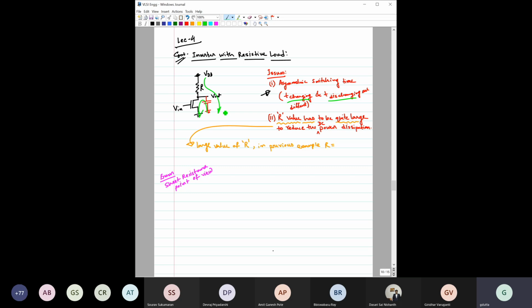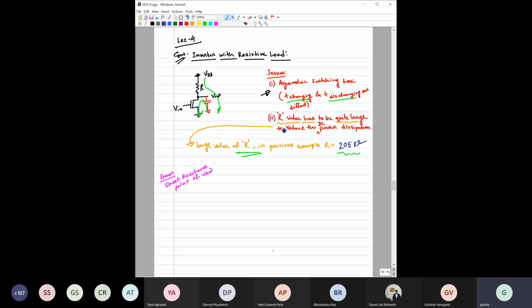Now what is the implication of this large value of resistance R? Do you recall what the resistance was for the lowest power dissipation in our previous example? Anyone recall? Sir, 205 kilo ohms. 205, okay, so R is 205 kilo ohm, right?